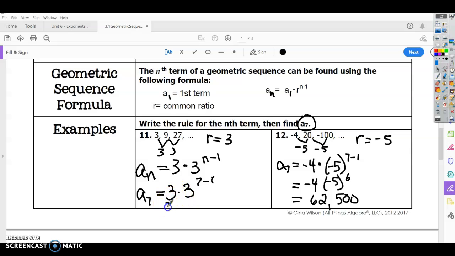All right, so we have 3 times 3 to the 6th power. And then you do 3 to the 6th power in your calculator. Just do 3 raised to the 6th power and then times 3. And that's 2,187.